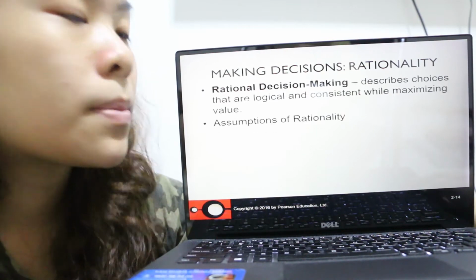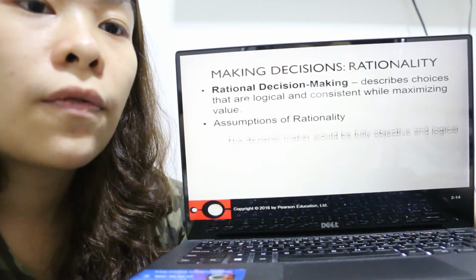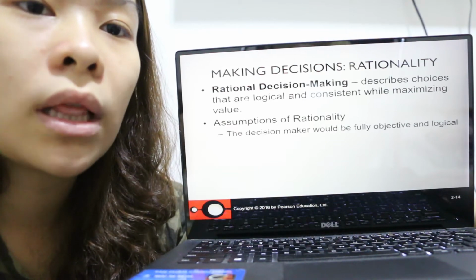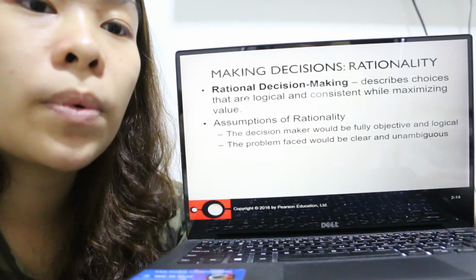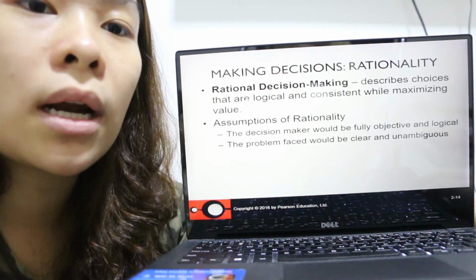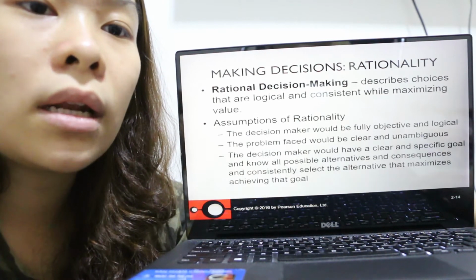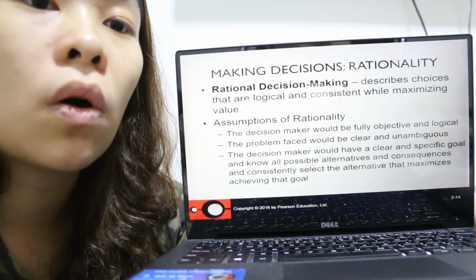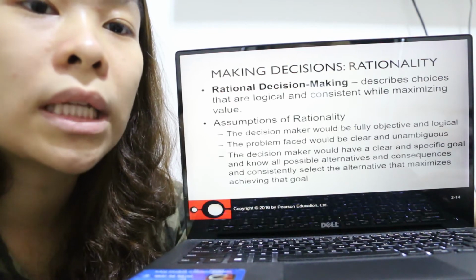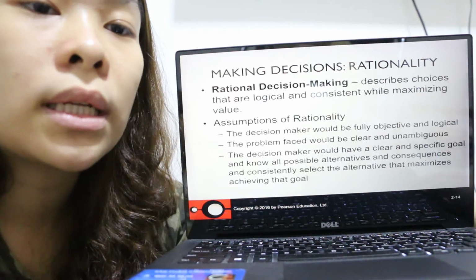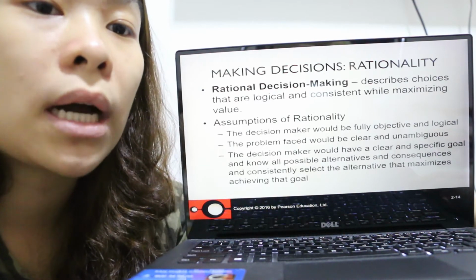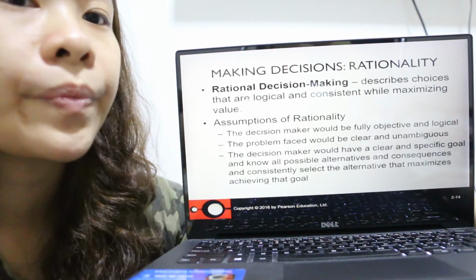Here are some assumptions of rationality. First one is the decision maker would be fully objective and logical. Next, the problem faced would be clear and unambiguous, and the decision maker would have a clear and specific goal, know all possible alternatives and consequences, then consistently select the alternative that maximizes achieving the goal.